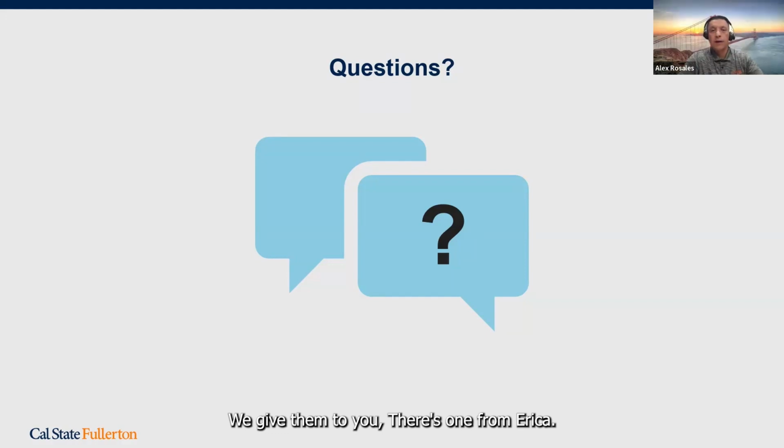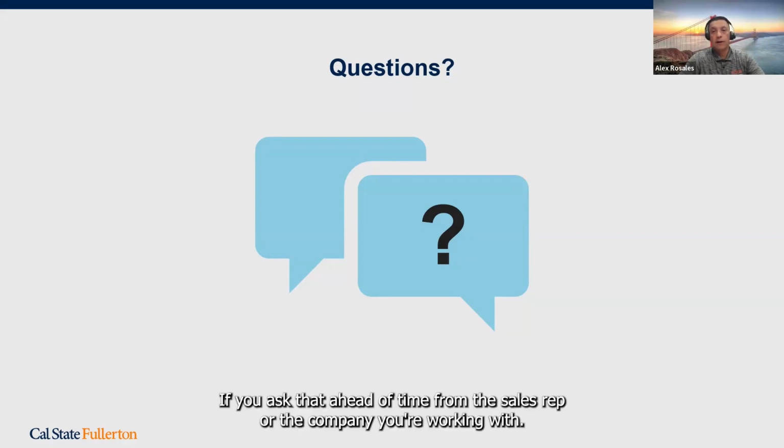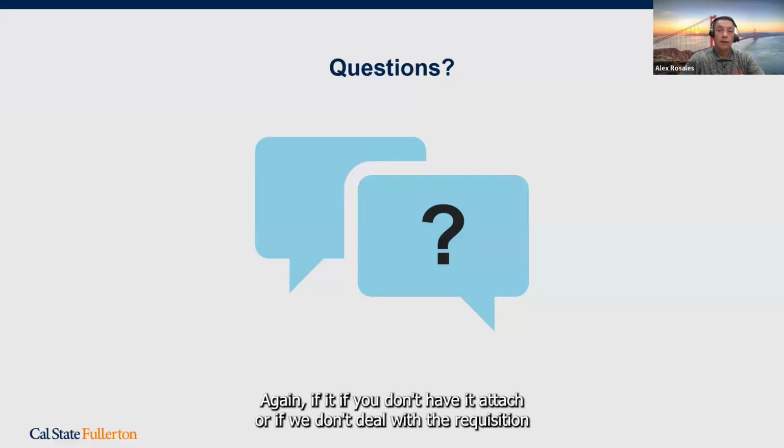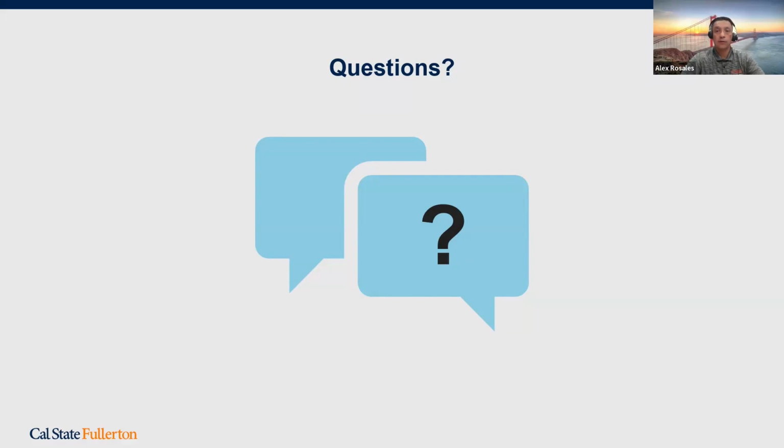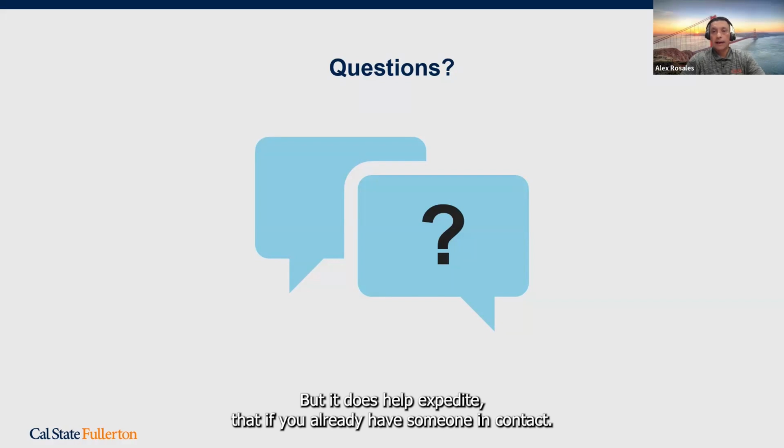There's one from Erica. Can you clarify if the requester is responsible for obtaining the COI or if CNP handles that once they receive the requisition? Erica, I could answer that one. We have the main responsibility, but it does help if you ask for that ahead of time from the sales rep or the company you're working with. Again, if you don't have it attached or if we don't see it with the requisition, we'll work with that particular supplier to request a certificate of insurance. But it does help expedite that if you already have someone in contact.